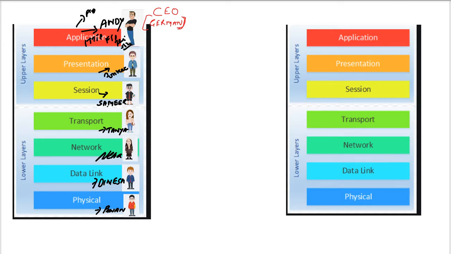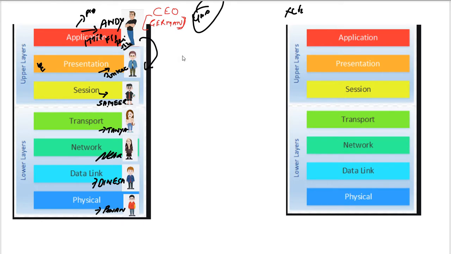So once Andy has decided to send the 400 papers, right, that is my application data. Andy has decided to send 400 papers, so what they did, they sent the papers to Puneet. Now Puneet's job is to convert the paper into English, so that it will be readable to the XYZ CEO, right? So the presentation layer's job is to encrypt and decrypt the data. What do encrypt and decrypt mean? They make the data presentable to you, so that you can read the data, you can work on the data, right?